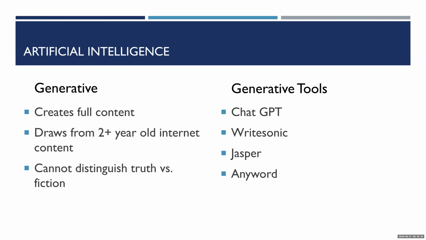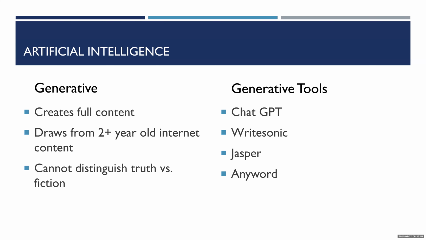Generative AI, which you're probably most familiar with, like ChatGPT, actually creates the content for you. Now, there are some important notes to understand about AI, even the most recent versions, ChatGPT, GPT-4. The content that they're drawing from is at least 2 years old from the internet, and it does not distinguish between truth and fiction. So it might give you material from like Huffington Post or some other sarcastic, non-true source.